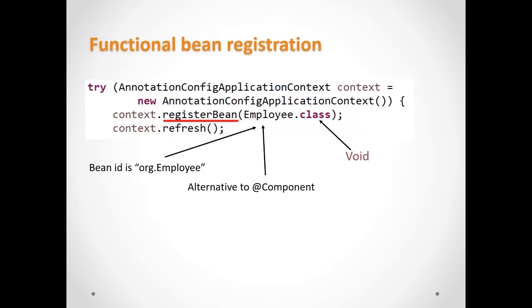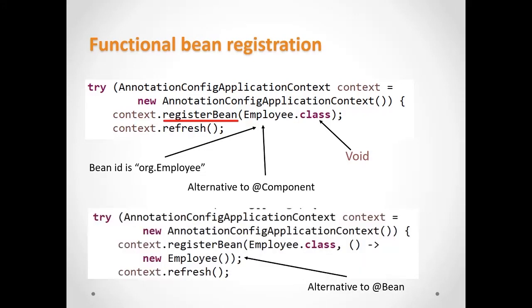2 minor notes. First one is that the bean ID will be not employee, as you may think, but org.employee. So it's a full package name. And second note is that this function, register bean, will initialize and register this bean, but it doesn't return it. It would be great if it returned this bean to manage it or maybe use it later. It just returns void.